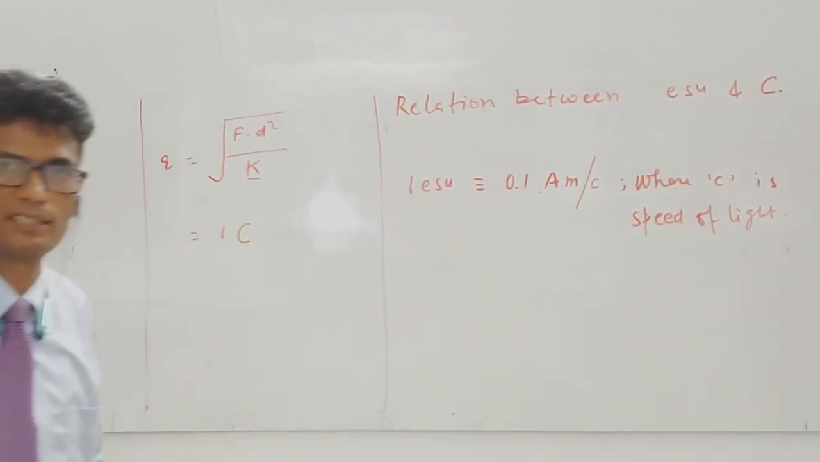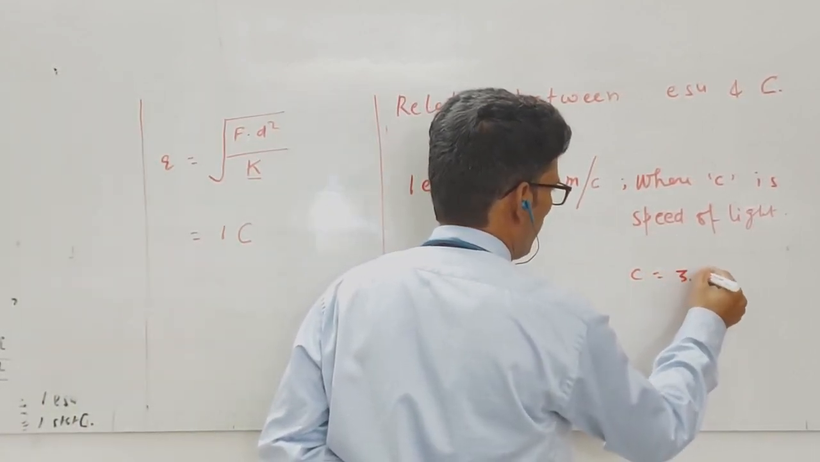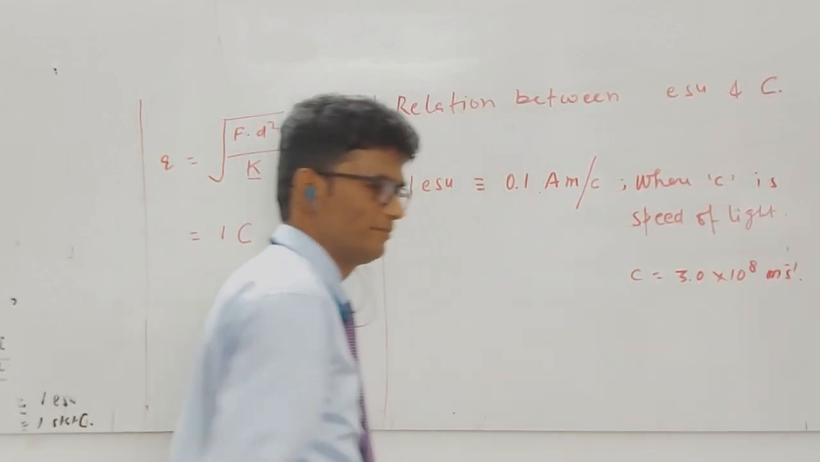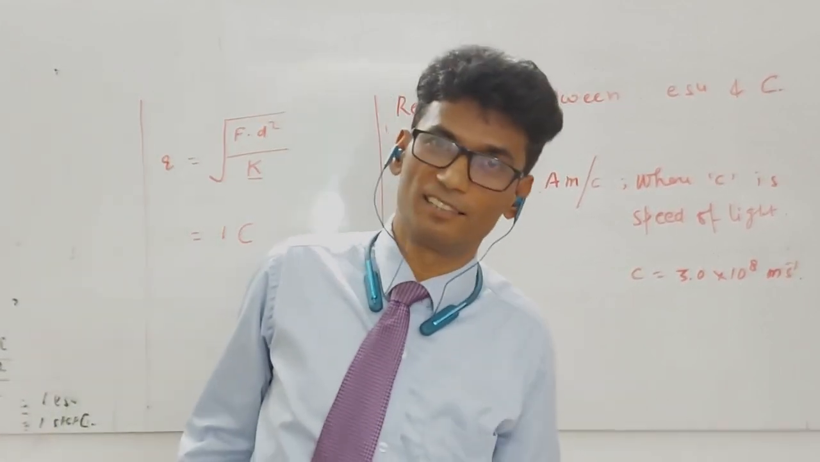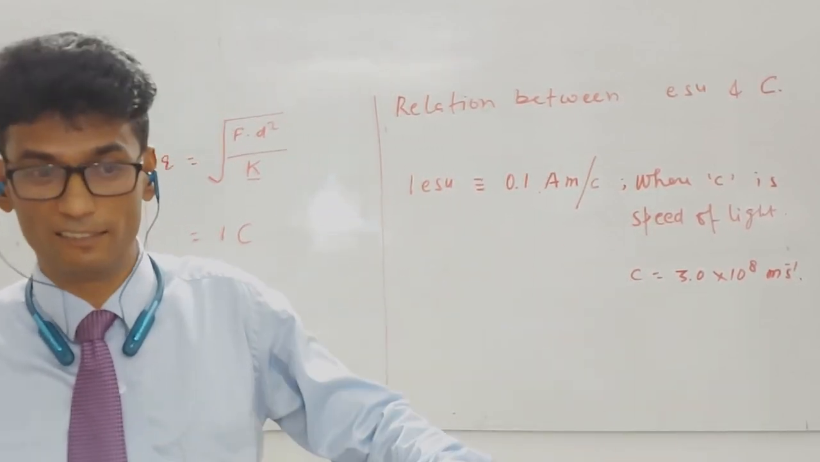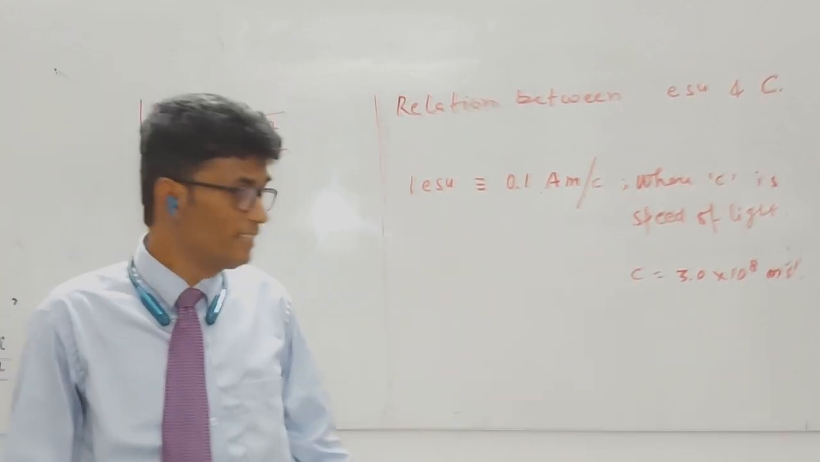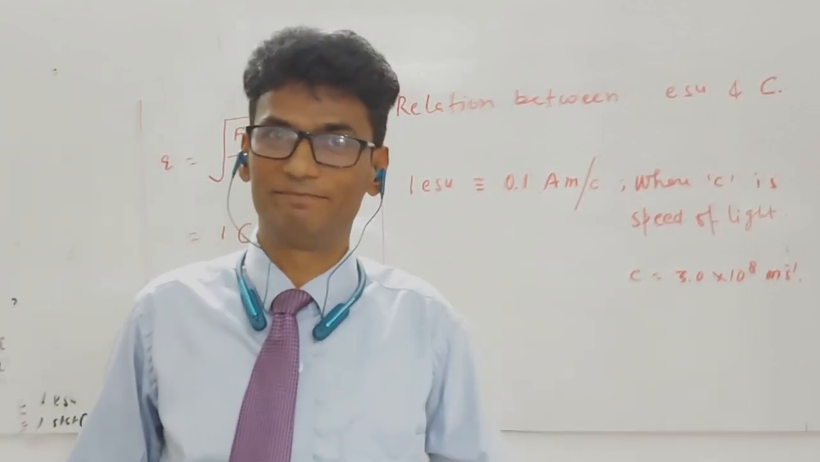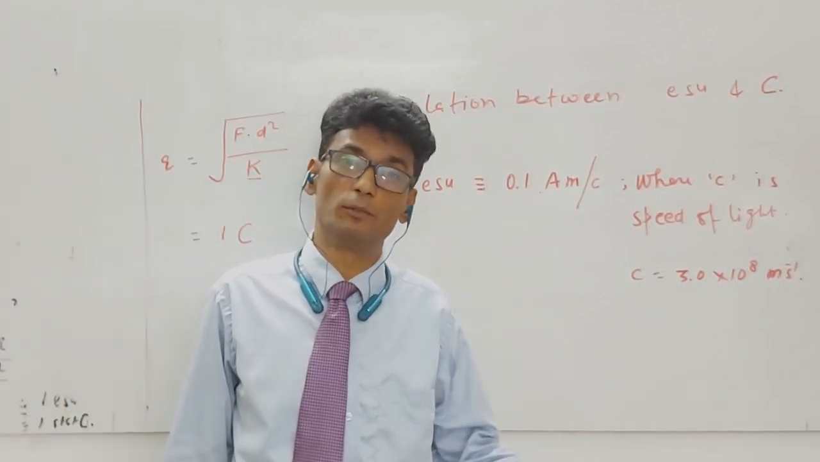What is the value of the speed of light? The obvious answer is C is equal to 3.0 multiplied by 10 to the power of 8 meter per second. But I say it is wrong. Then you say, sir, my earlier teachers or professors and too many textbooks have written this value, and you are saying it is wrong. But I say it is wrong. I stand by it. So how? Yes, I am going to give you a glimpse of that.